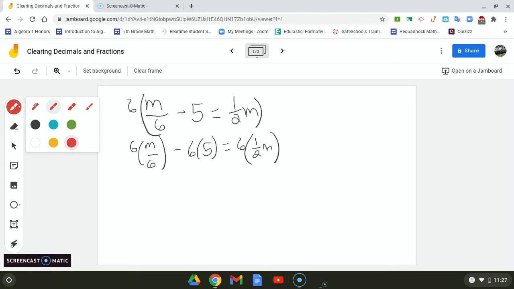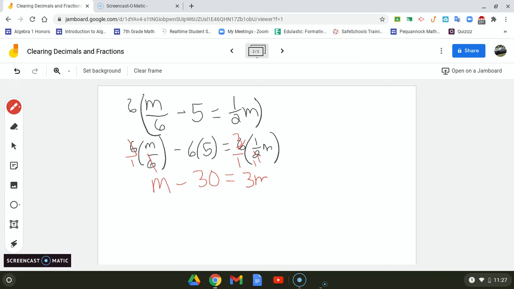That 6 that we're multiplying by is really a numerator, so you can kind of put it over 1 to make the fractions easier. And over here, you could see that the 6 and the 6 are going to cancel, and that leaves you just m. This is going to be 30. And on the right side of the equal sign, we could see the 2 reduces. 2 goes into 2 one time, and 2 goes into 6 3 times. So 3 times 1m is just 3m.